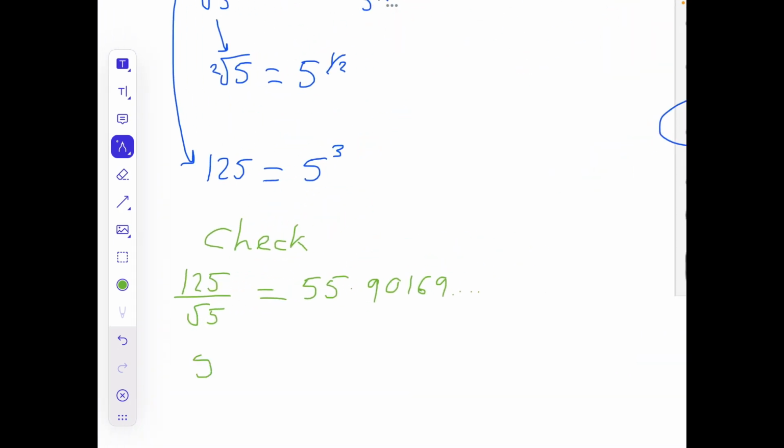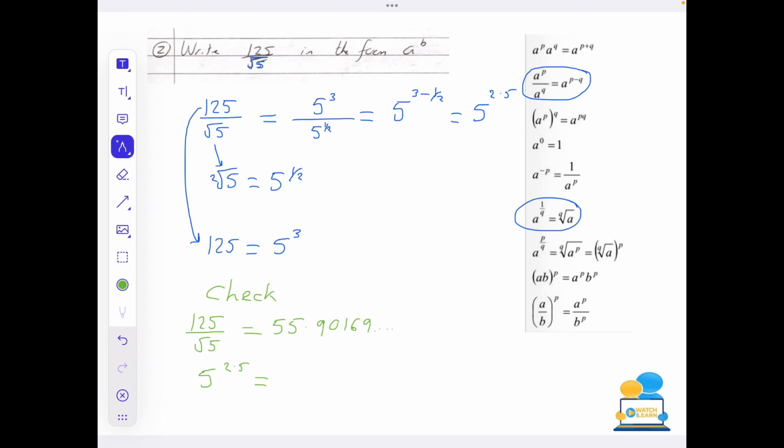so our answer, 5 to the power of 2.5, that also gives me 55.90169... So all we did was take this and make it look different. We put it into this form, but we didn't change any numbers along the way. You're not getting any extra marks for that check, but if you are unsure, it's kind of handy just to be able to check a little bit.